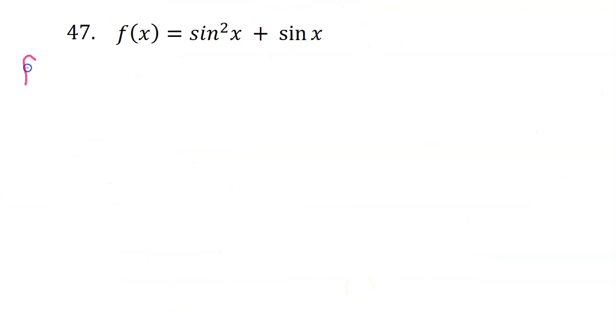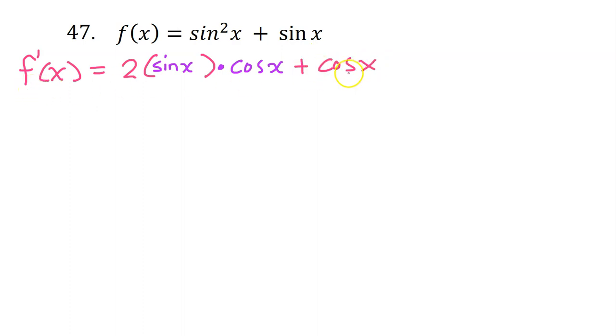Let's find f prime term by term. So the derivative of sine squared, we have to do the chain rule. First we take the derivative of the outer function by putting the 2 in the front. So we leave this inner function of sine x, but then we multiply by the derivative of the inner function, and the derivative of sine is cosine. So that's the derivative of the first term. Moving on to the second term, the derivative of sine is cosine. So that is the derivative.